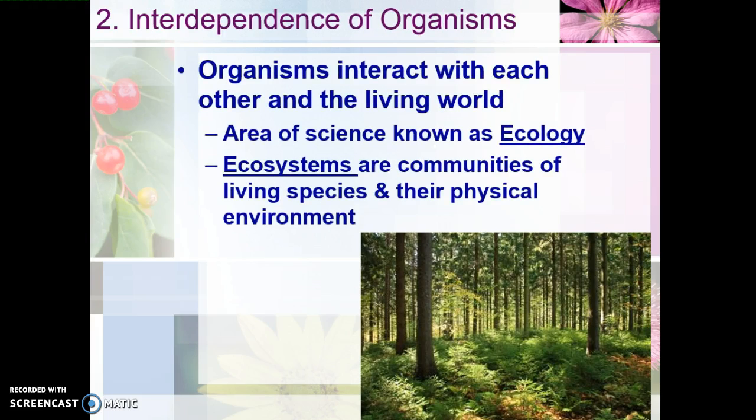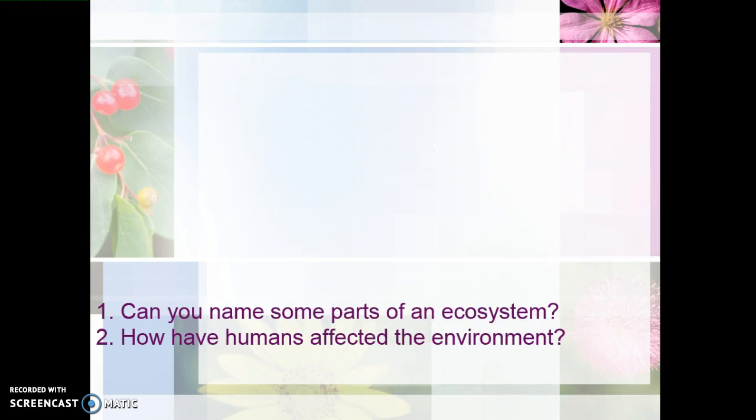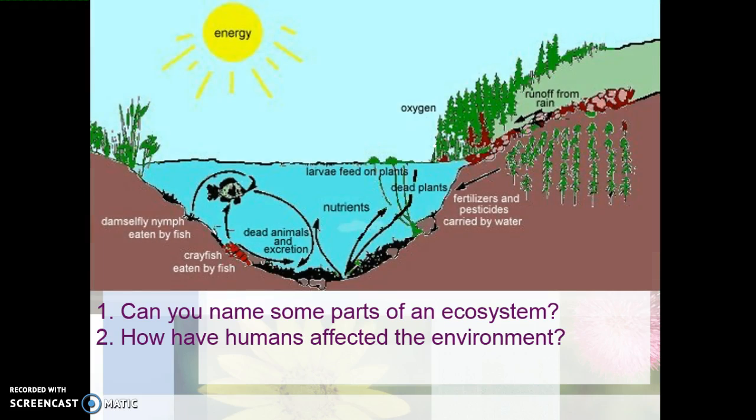Our second category: organisms interact with each other in the living world. This is known as ecology. Ecosystems are communities of living species in their physical environment, so it's how living things interact with each other, but also how living things interact with their environment and the non-living factors around them. Can you name some parts of an ecosystem? Take a moment to think through that, and then think through some ways humans have affected the environment.